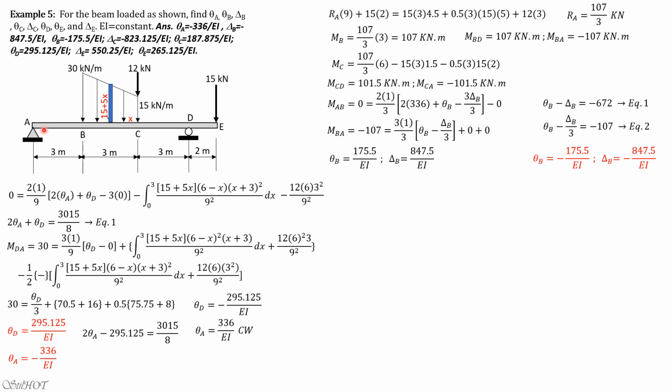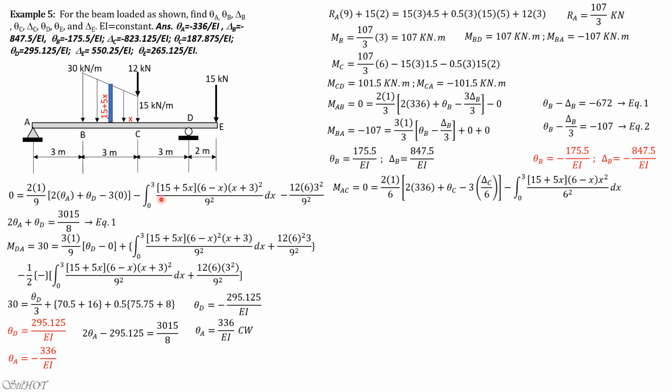Next, we consider moment AC and CA. So moment AC is 0. Because we expect a moment at C, we use 2EI over L, quantity 2 theta A plus theta C minus 3 times delta C over 6. Again, we assume that C is below so that the rotation of the chord AC is still clockwise. So there's no issue with regards to our equation.